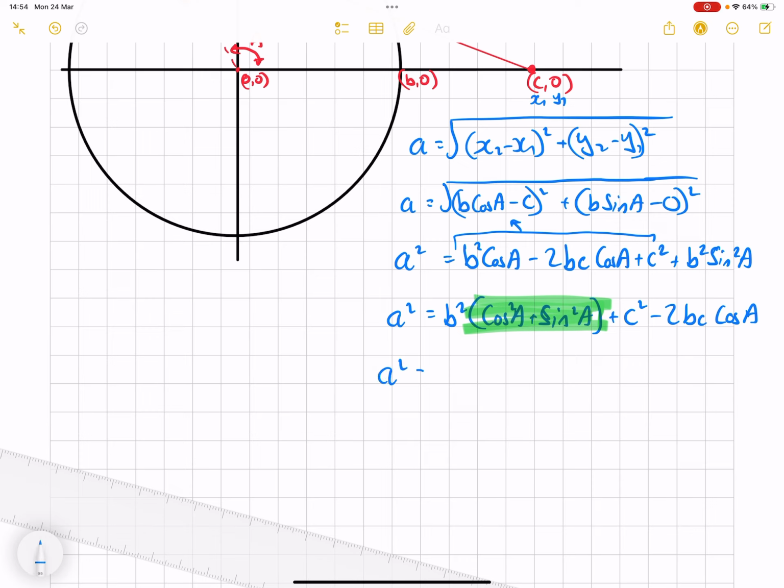So b squared times 1 is just b squared. And that's what we're left with there. And we can write QED there just to say we're finished and it is solved. Okay, cool.